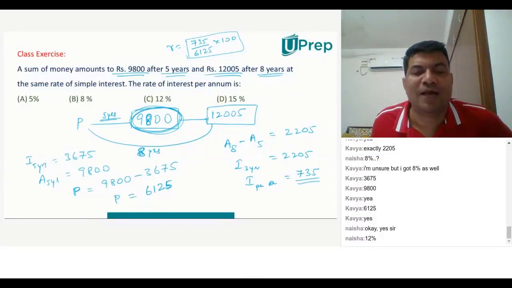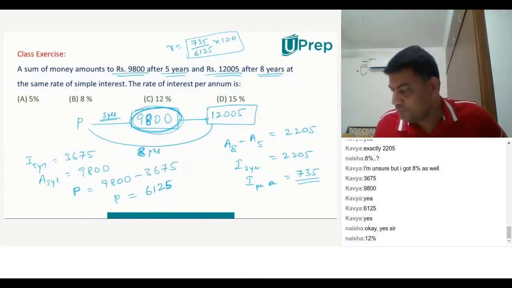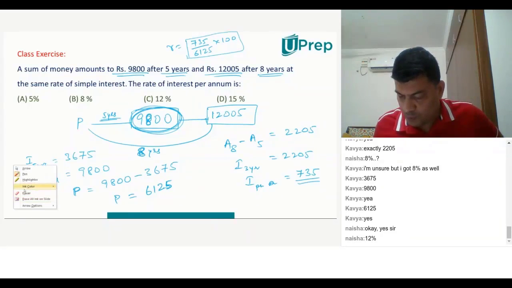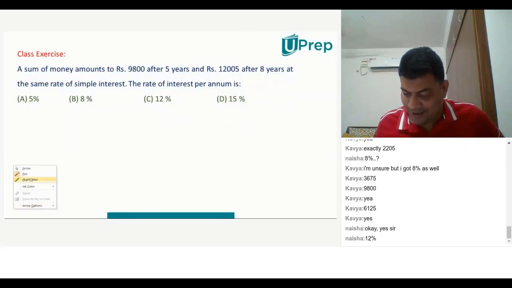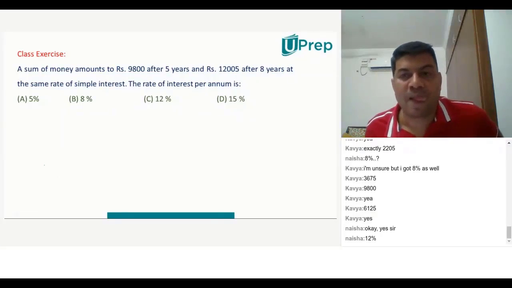Can I explain? Arjun, go ahead, explain. We got 735 because 8-year minus 5 year, which was 12005 minus 9800. Okay, I got that, but why did we take 735 there?